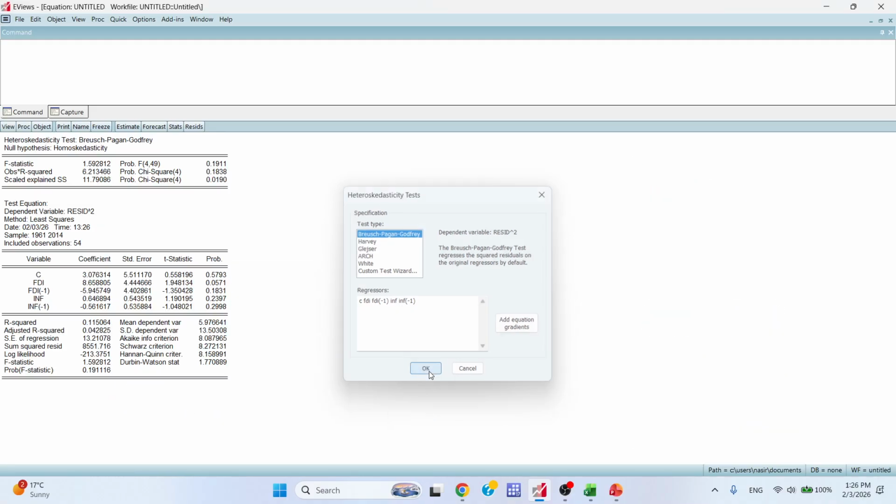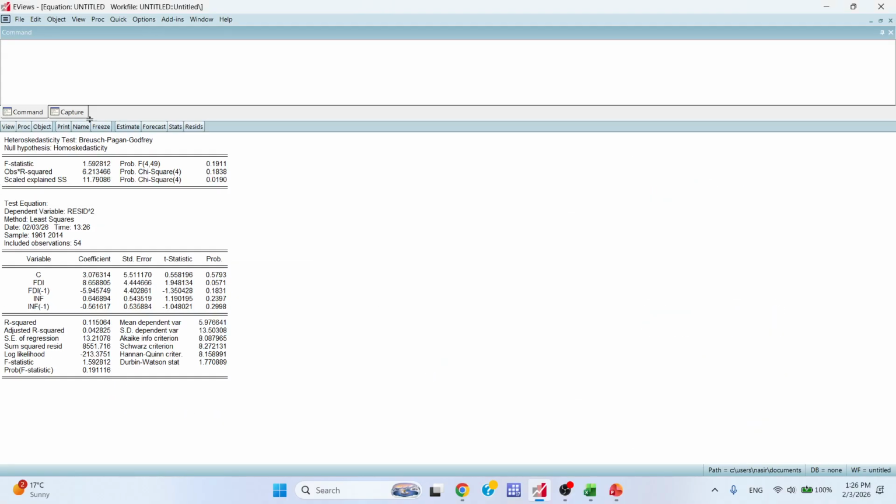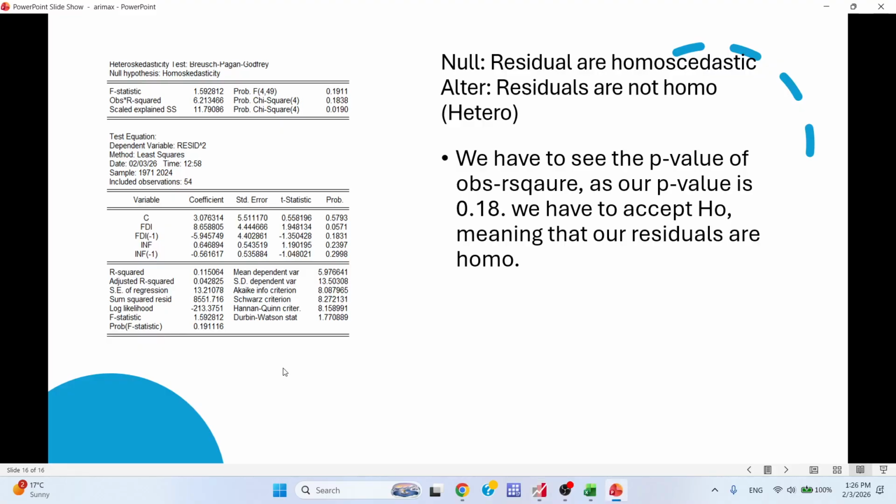Click on OK. Now here you can see that it has given the result of the Breusch-Pagan-Godfrey test, or simply we name it the BP test. The null hypothesis is homoscedasticity, that the variance is constant. Now go to the PPT and we will see how to interpret it.